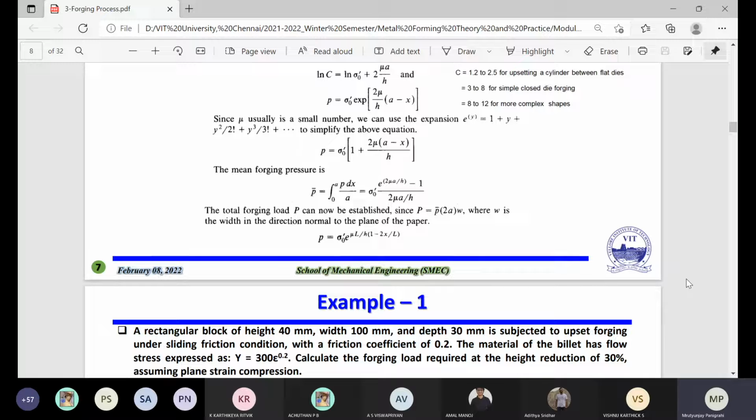So read the question again. Maybe you can be 2-3 minutes late, not an issue, but read the question twice, because last time we have done only 2-3 numericals. But when you go for the FAT, you will find all the module numericals, so you will be confused. So read the question twice.